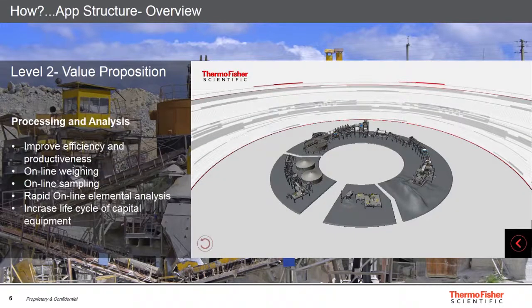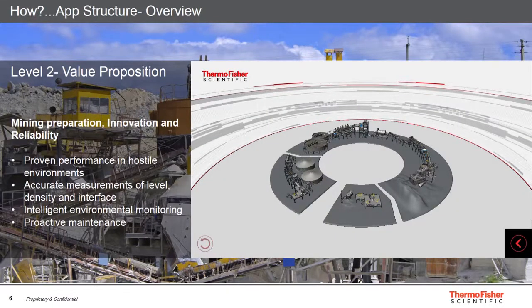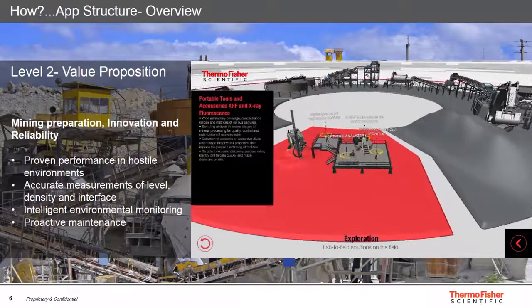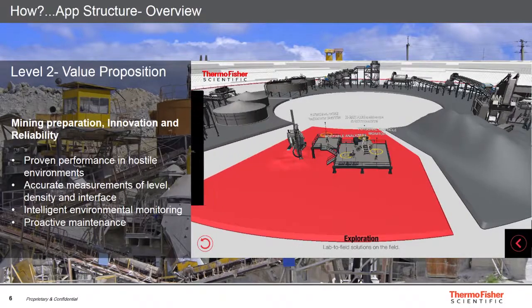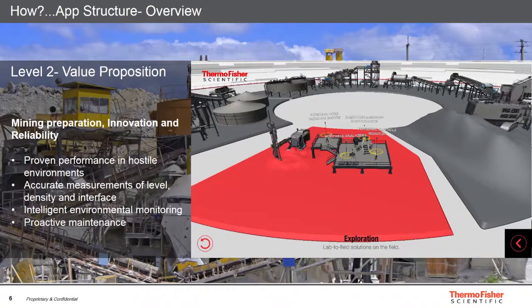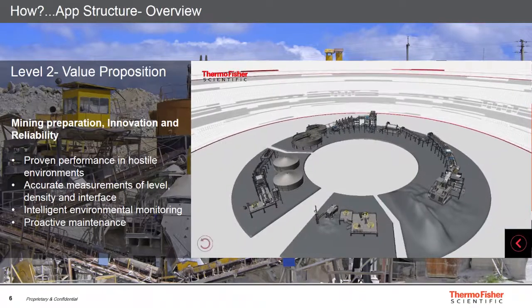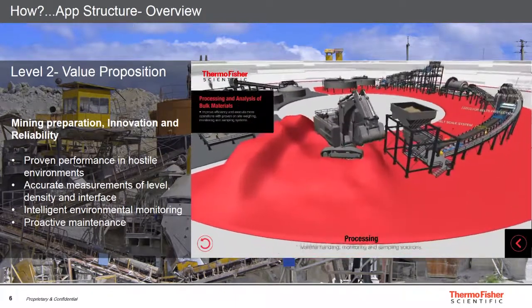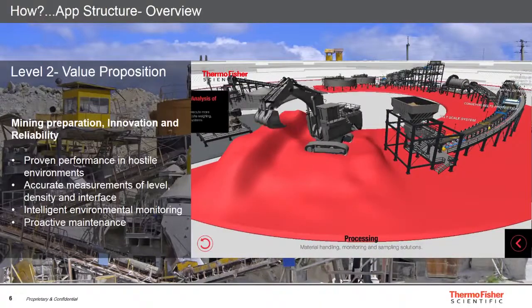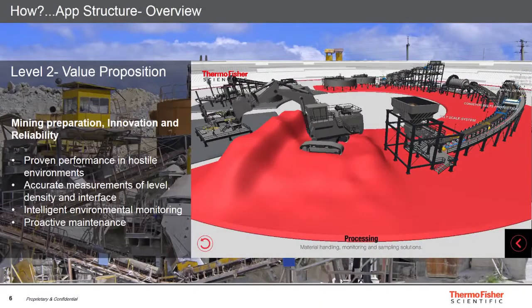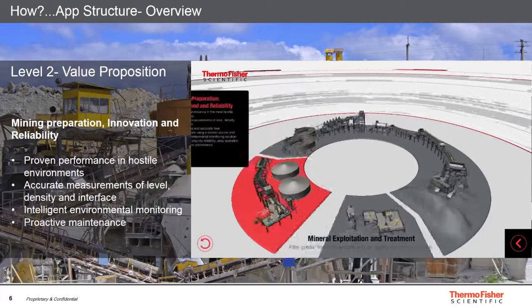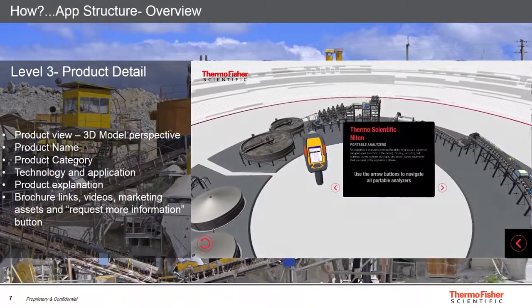At level 2, you will see the value proposition talking points. On the left side of the screen, an information box will pop up when clicking on the different process phases, displaying the value proposition points Thermo Fisher offers in the respective process phase. Going through handheld analyzers, XRF and X-ray technology, processing and analysis to improve efficiency and productiveness, and the mining preparation, innovation, and reliability. At level 3, you will see the product detail.